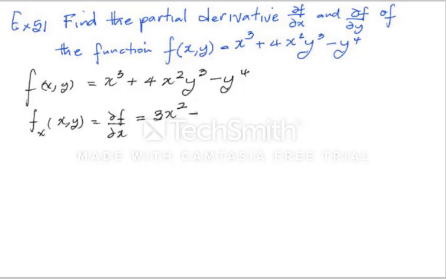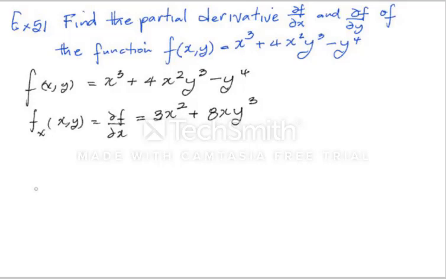Now let's differentiate 4x squared y cubed, treating y as a constant. If you differentiate 4x squared, you're going to get 8x, and treat y as a constant, you're going to write it back. So that's y cubed. All right. And if you're treating y as a constant, if you differentiate a constant with respect to x, you're going to get 0. So if you differentiate minus y to the fourth, treating y as a constant with respect to x, it disappears. All right. So that would be the first partial derivative of f with respect to x.